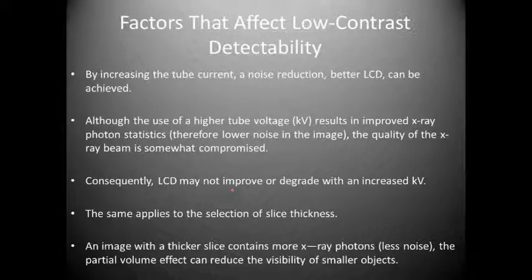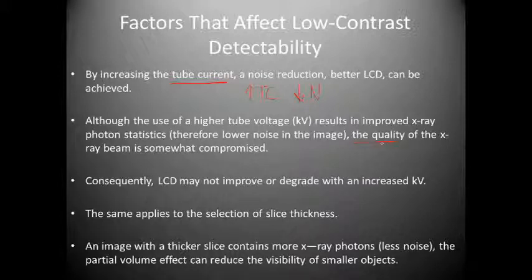By increasing the tube current, noise reduction and better low contrast detectability can be achieved. So if you increase the tube current, you decrease noise. What we do see, though, is that the use of a higher tube voltage or tube current results in improved X-ray photon statistics, therefore lower noise in the image. However, the quality of the X-ray beam is somewhat compromised.